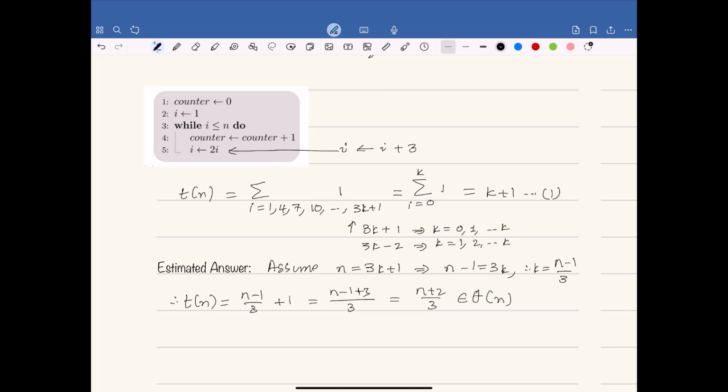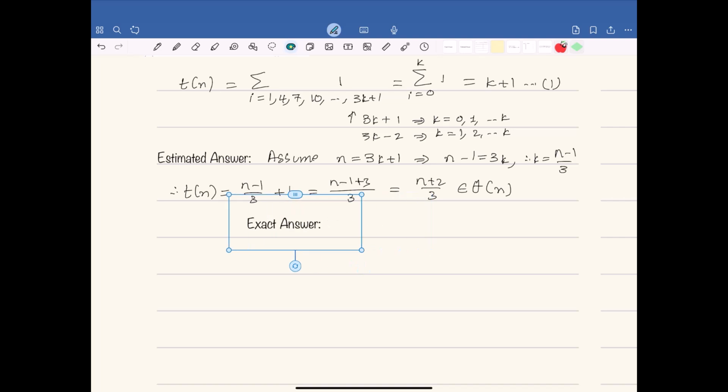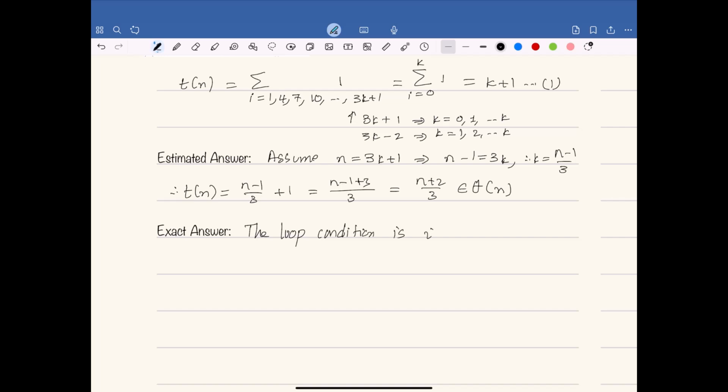Now to find the exact answer, then we need to start from the condition of the loop. So the loop condition is i less than or equal to n. Now replace the value of i by 3k plus 1. Then we have 3k plus 1 less than or equal to n, less than the next value of k, which is k plus 1. It will be 3(k plus 1) plus 1.